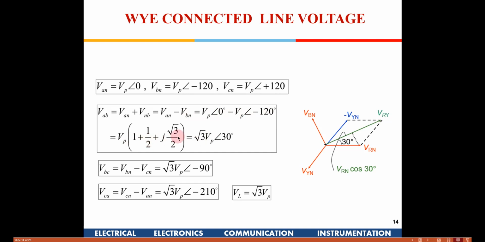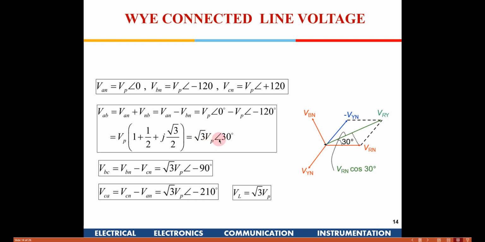So if I write it in polar form, this 0 is just 1 and this 120 is cos 60, that is 180 minus 120, so minus half plus j√3 by 2. So we write it in this form, and again you convert it back into polar form, you get √3 VP. So if you see the magnitude, the line voltage magnitude is √3 times the phase voltage. This is very, very important, that the line voltage is going to be √3 times the phase voltage.